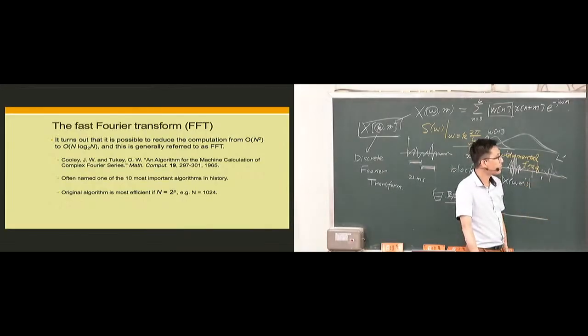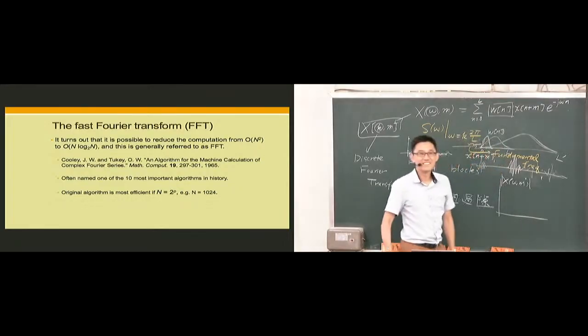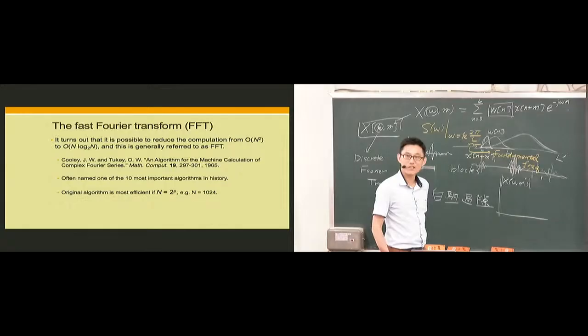It's often named as one of the 10 most important algorithms in history. And its original algorithm is most efficient if n is 2 to a power. Anybody want to guess what other algorithms are among the 10 most important? Have you heard this claim? I haven't thought about it carefully. What other algorithm you have learned can also be listed as one of the 10 most important algorithms? How about Parks-McClellan algorithm? No. What other algorithms are also most important? Can you read it?